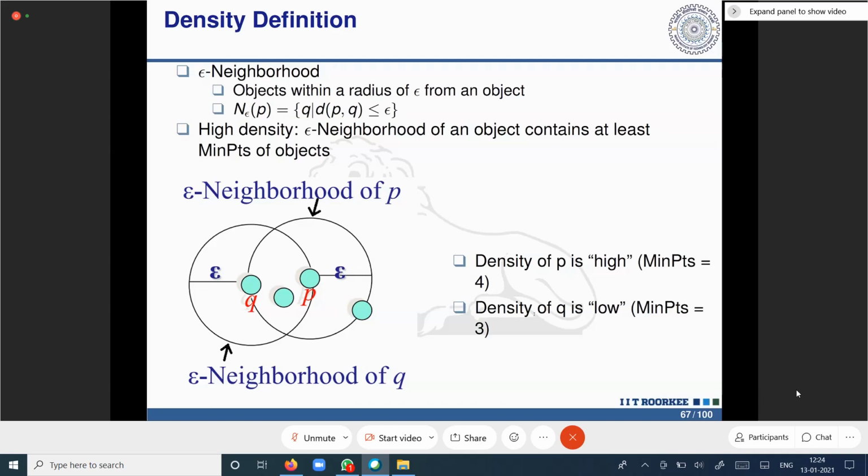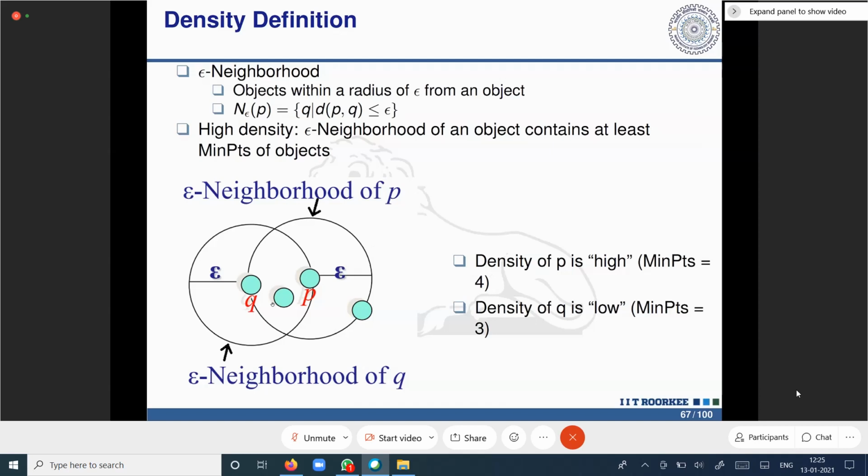And then we call it a high density point if this neighborhood contains at least some number of objects, which is MinPts. MinPts means in this circle of radius epsilon about a point, there should be at least MinPts objects. So these two are the parameters that need to be provided for a density clustering algorithm such as DBSCAN, and it tries to find points which are connected in density.